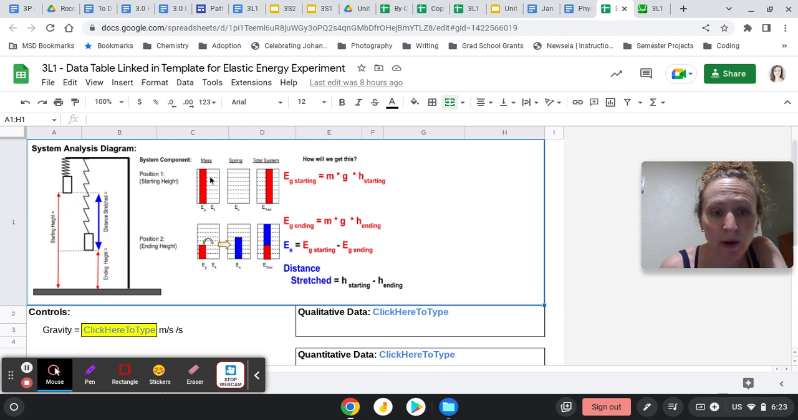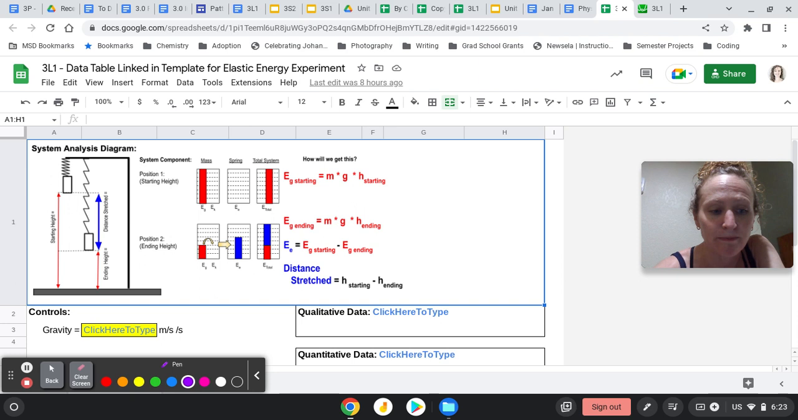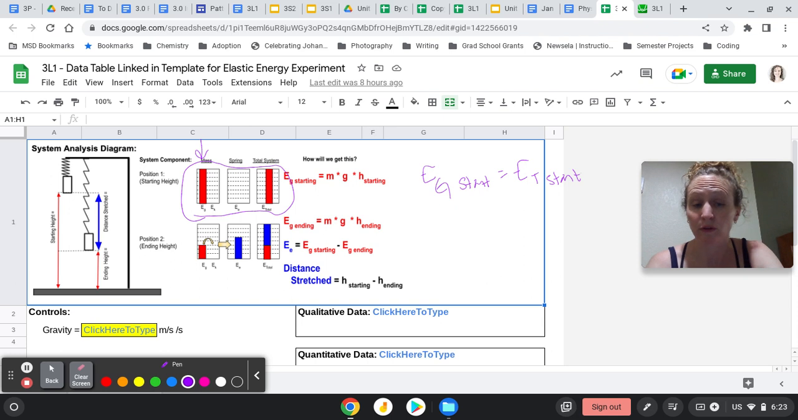And we have our energy bars here, and then we have a couple of equations here as well. What we see from the energy bars is all the energy at the beginning of this experiment. 100% of the energy is gravitational energy. So these two things are equal. Gravitational energy at the start is equal to total energy at the start. That's going to be pretty important for us.